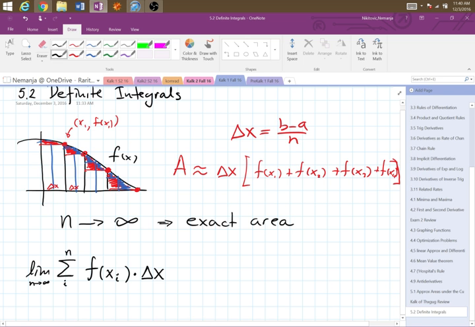So one more time, height times the width is the area of a single rectangle. Add all of the rectangles you have, and then send the number of rectangles to infinity for the exact area. This is called the Riemann integral. It is the limit definition of the integral, and the integral would look like this. We know from differentials that this dx is equal to delta x, and in this case that's what it is.